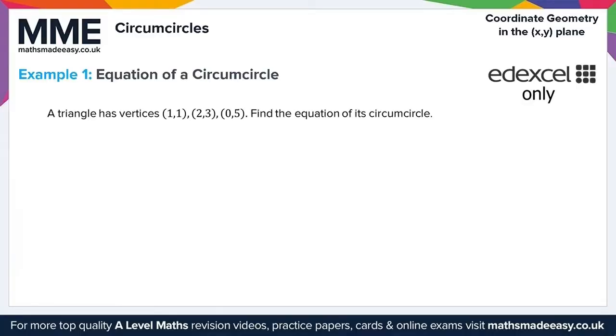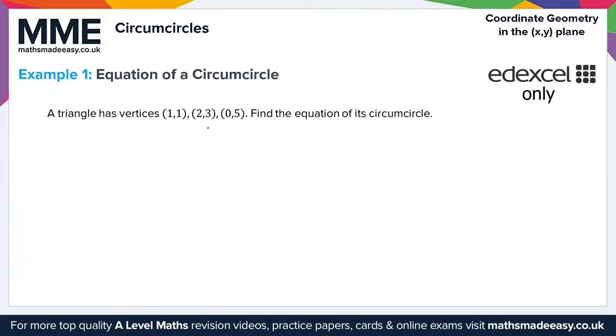Example 1 here on circumcircles is taking a look at the equation of a circumcircle. So a triangle has these following vertices that we can see on the screen, and we're asked to find the equation of its circumcircle. So the first thing we should do here is find the equation of the perpendicular bisector of the line through (1, 1), our first coordinate here, and (2, 3).